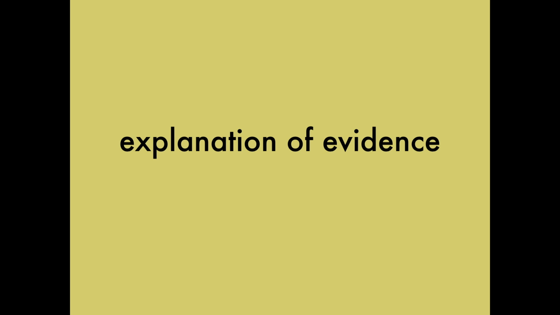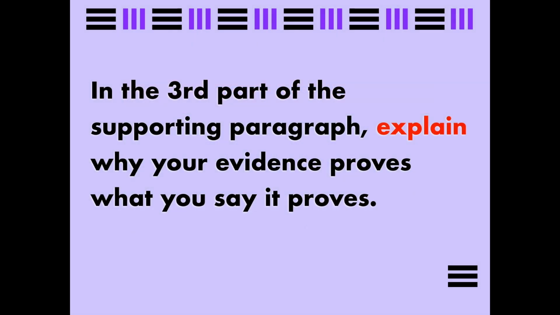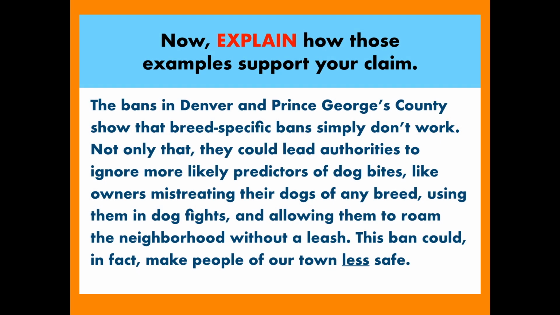Then you move on to the third part of your supporting paragraph, the explanation. This is the white part of the diagram. Here you explain why your evidence proves what you say it proves, even if you think it's obvious, because it might not be obvious to your reader. You could write something like, the bans in Denver and Prince George's counties show that breed-specific bans simply don't work.